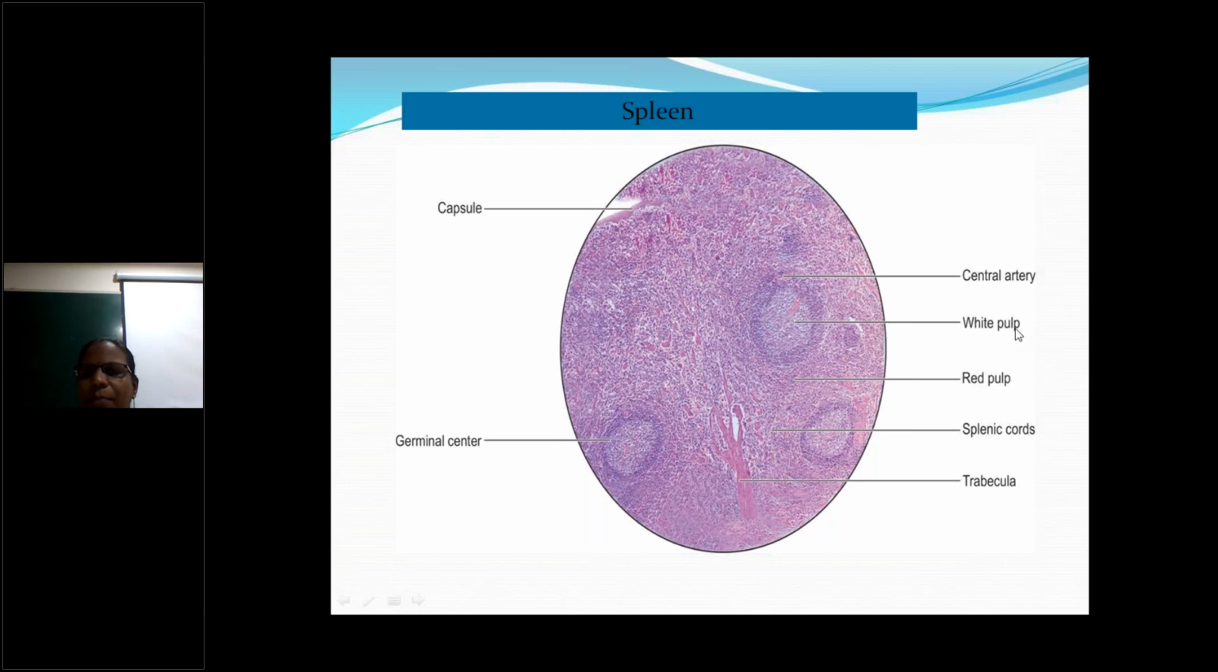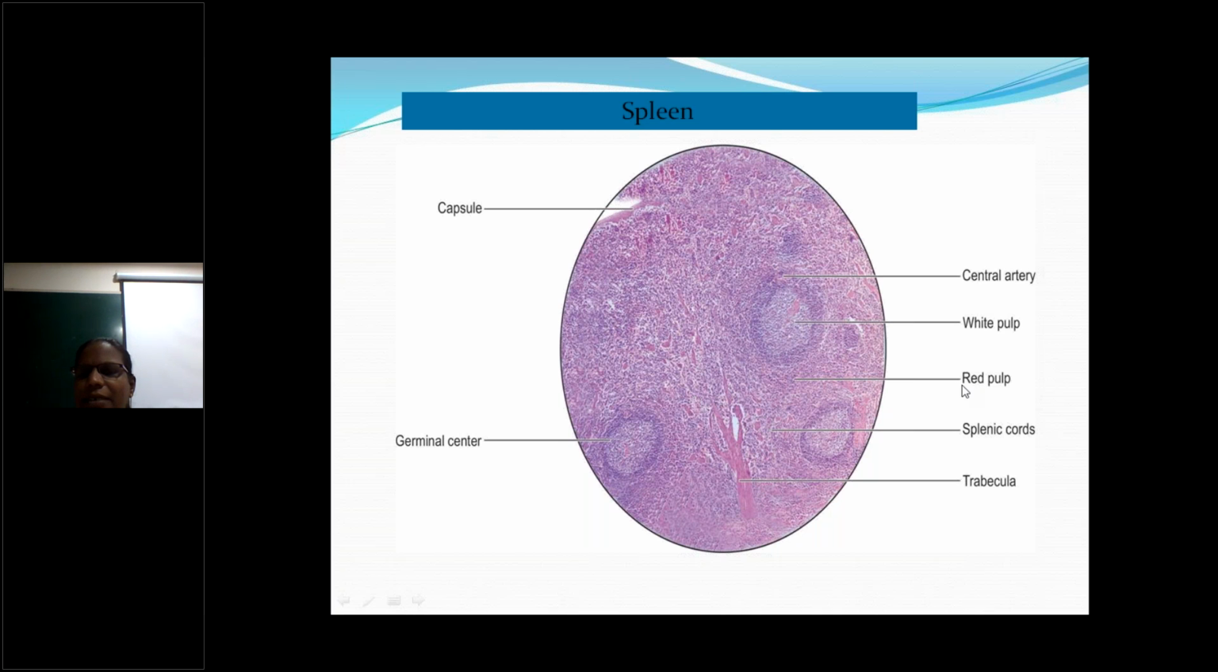What does the white pulp contain? Lymphatic nodules with an eccentrically placed central artery or arteriole. This part we call the white pulp. The remaining part in between the white pulp, this entire part we call the red pulp.